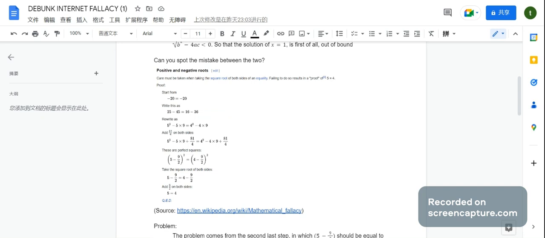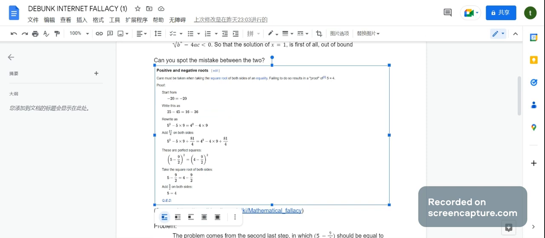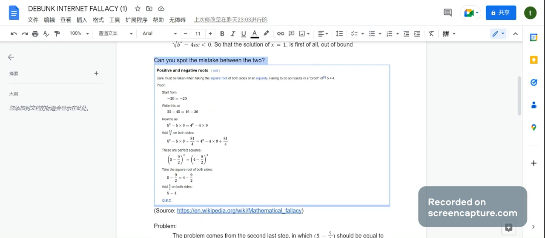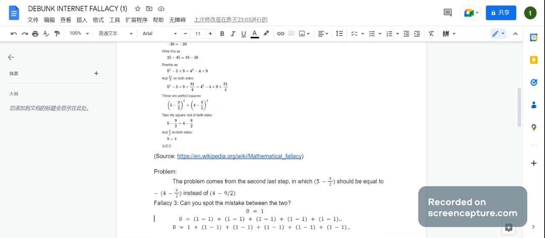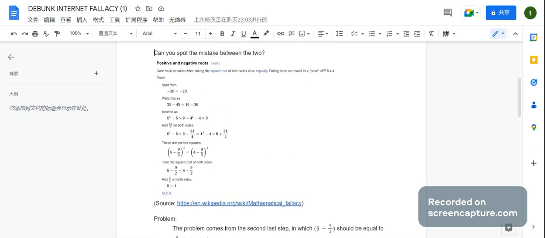Okay, so the next thing: positive and negative roots. This one I just copied directly from Wiki. I think it's quite an interesting one. If you want to see what the original link is, give me a sec. The source is en.wikipedia.org, mathematical fallacy. Let's see this thing.